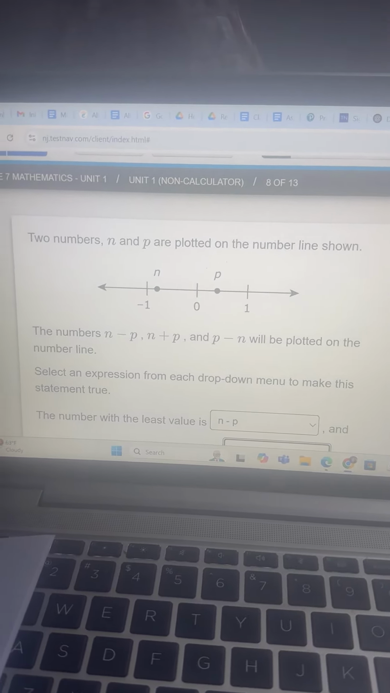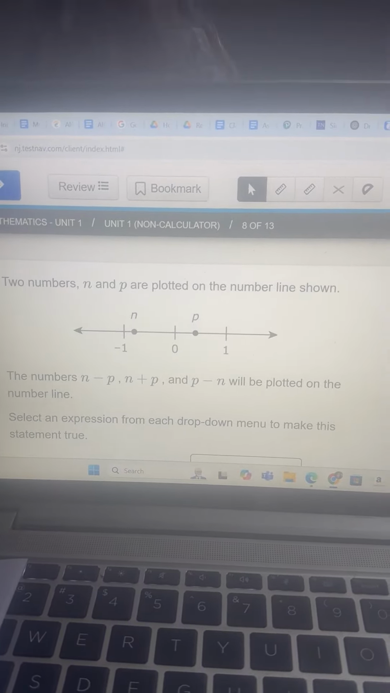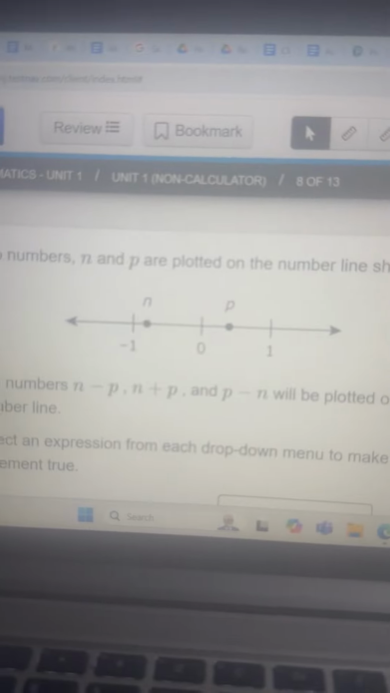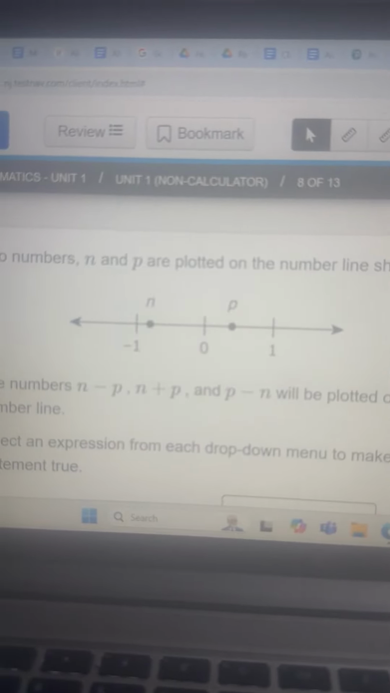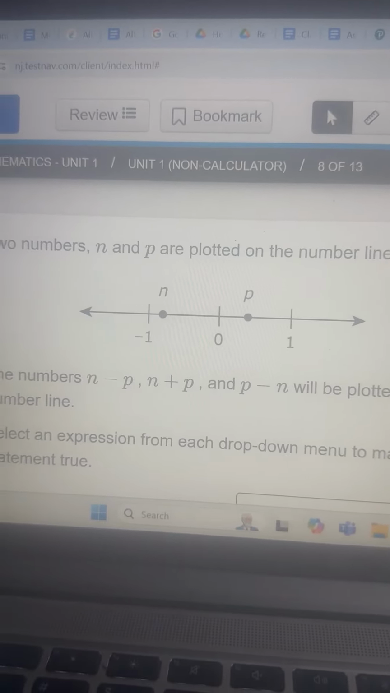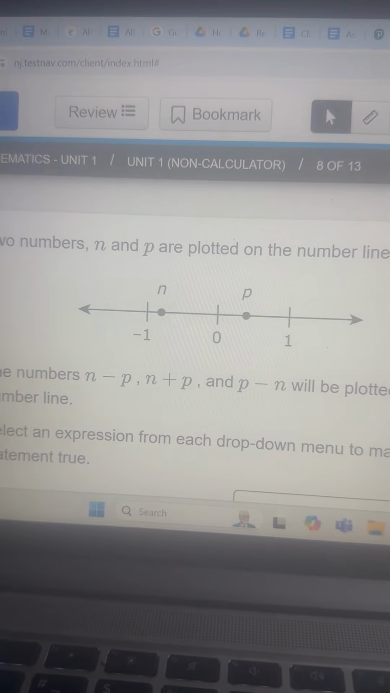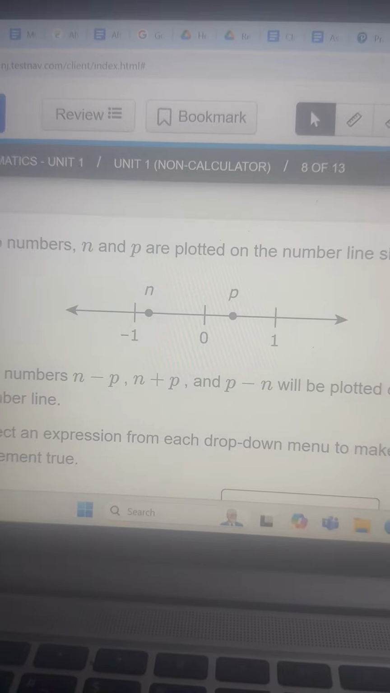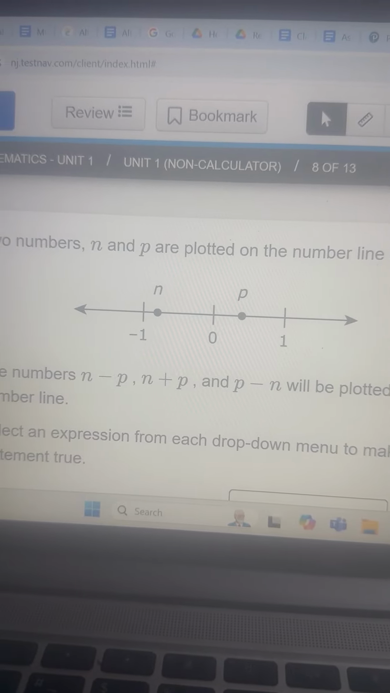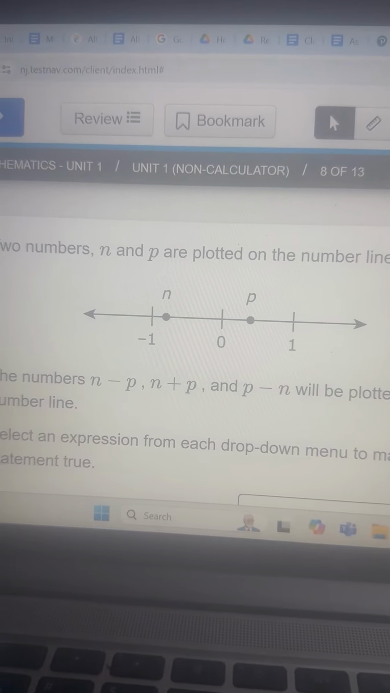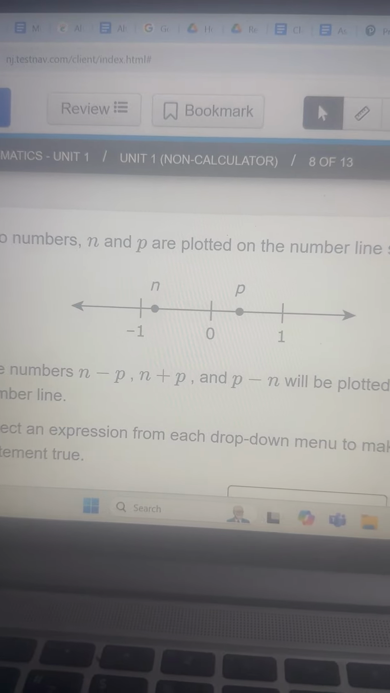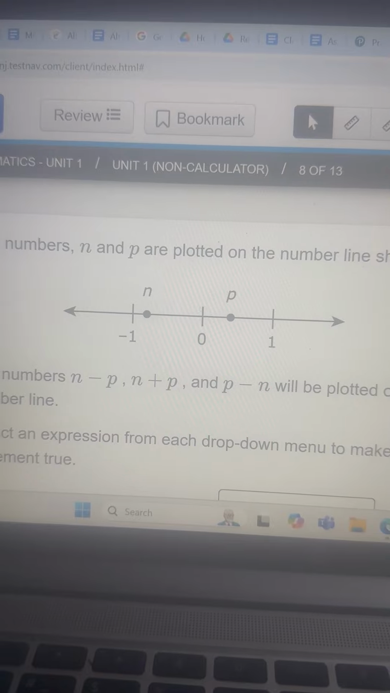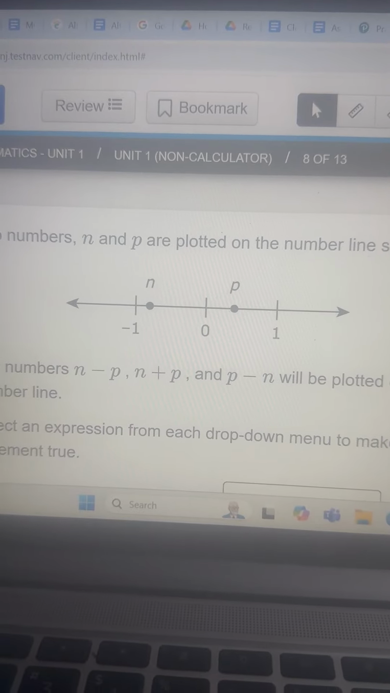So, what you can do here is substitute n and p. You would give n and p a number, or an integer. So look at n. n is between 0 and -1, so we're going to just pick any numerical value that's between 0 and -1. I chose -0.5. And then p is between 0 and 1. So I chose 0.5 for p.